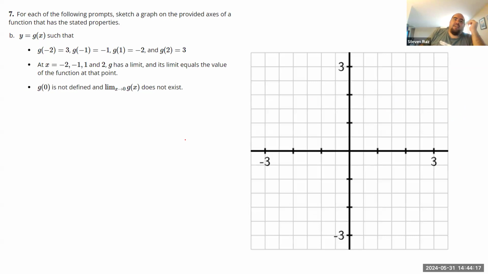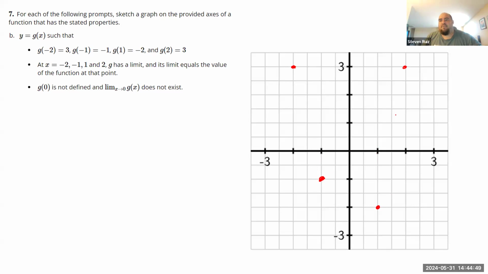So same kind of thing. I have some conditions to meet. So the first bullet dictates a bunch of points. So let's fill in those points. G of negative 2 is positive 3. G of negative 1 is negative 1. G of 1 is negative 2. And G of 2 is 3. So that should be simple enough.